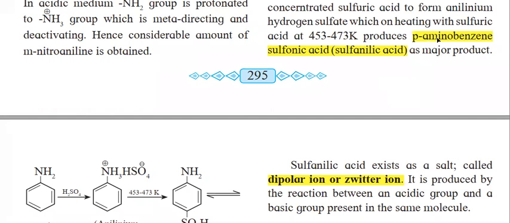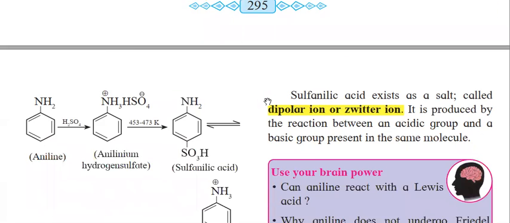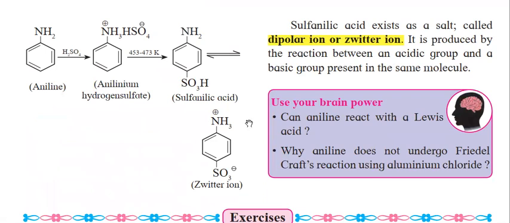Here it is given as para amino benzene sulfonic acid. We can also say para sulfonic aniline, which is another name. The common name is sulfanilic acid, as it contains both a sulfonic group as well as an amine group. One group is acidic, another group is basic, and because of that it forms a zwitter ion which possesses both positive as well as negative charge. So these are the different reactions of amines.